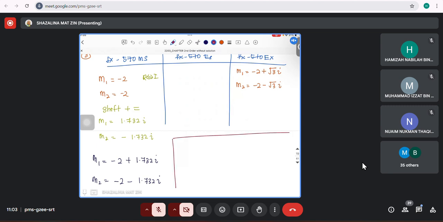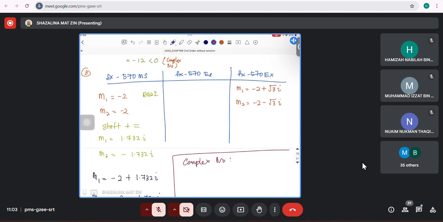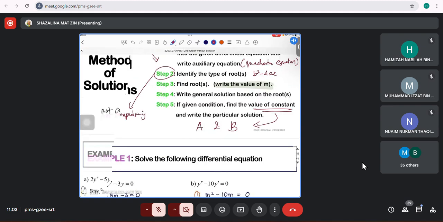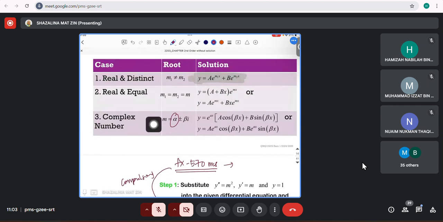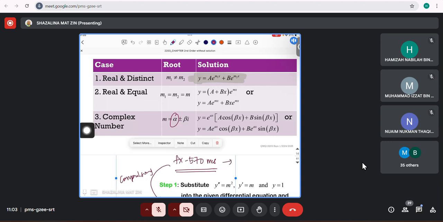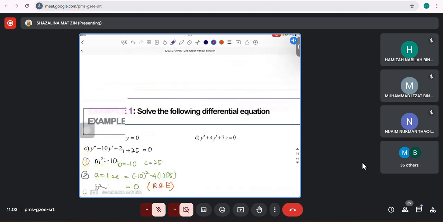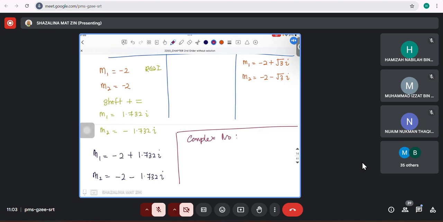Just now I have mentioned for complex number roots. Okay, atas ni saya tolak slide sekejap. Complex number root, the root is m equals to alpha plus minus beta i. Okay, we need to identify what is the alpha and what is the beta. Okay, so daripada apa yang awak calculate guna calculator tadi tu, what you have calculated, so we need to identify our alpha and also our beta.